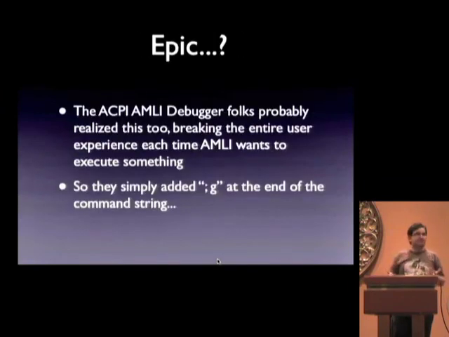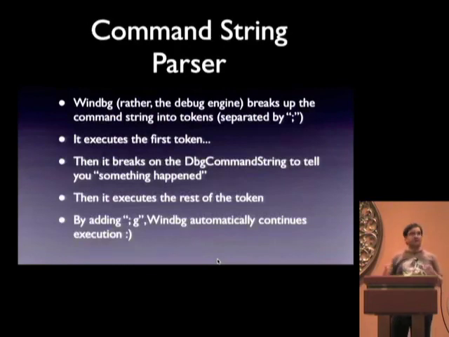So the ACPI folks figured this out. They had this nice little ACPI debugger. They would send a command back, and then the debugger would always break. So they just added ;g at the end of their command string. It turns out that WinDbg takes the command string and separates it into commands, separated by semicolons. It then executes the first token, so whatever the command is, it executes it. Then it breaks to tell you that a command executed, and then it executes the rest of the tokens.